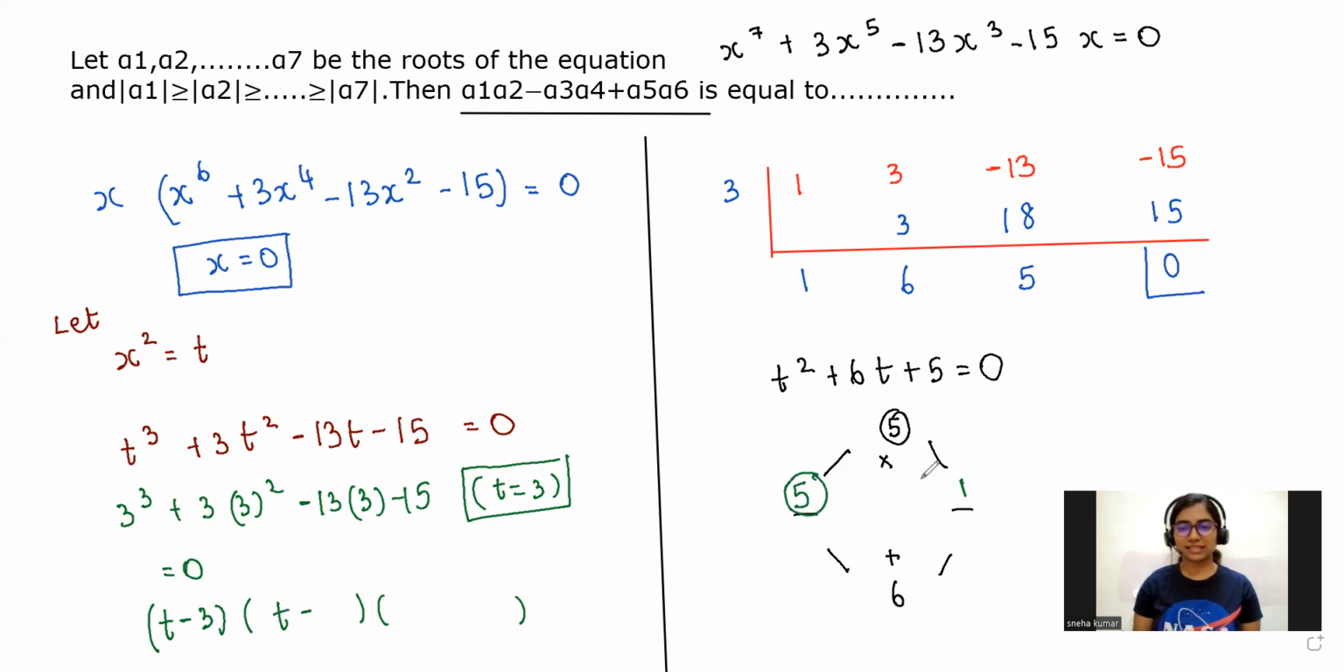Okay, so yes, it is 5 and 1. So the other two roots are t plus 1 and t plus 5 equal to 0. Now I got the roots, but I need to find out the x value. x square is equal to t, right? So now let's try to find the value of x. So x square is equal to t. The x value is equal to square root of t.